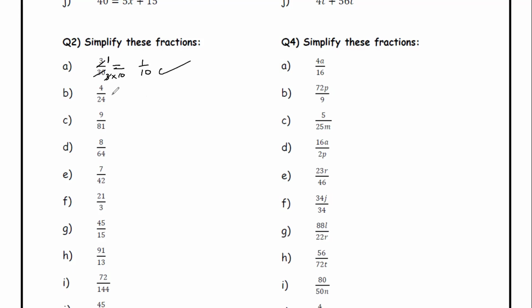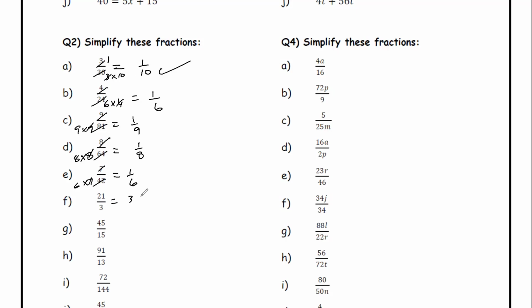4 by 24. So 24 is 6 times 4. 4 and 4 go. So it's 1 by 6. 9 by 81 is 1 by 9 because 81 is 9 times 9. 8 by 64 is 1 by 8 because 64 is 8 times 8. And this is 6 times 7. So it's 1 by 6.